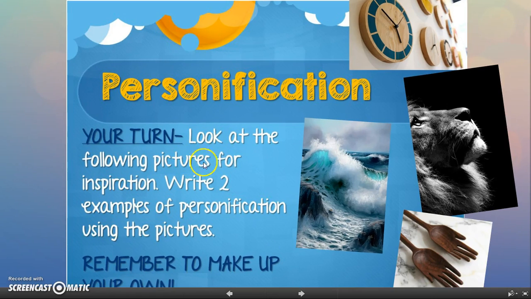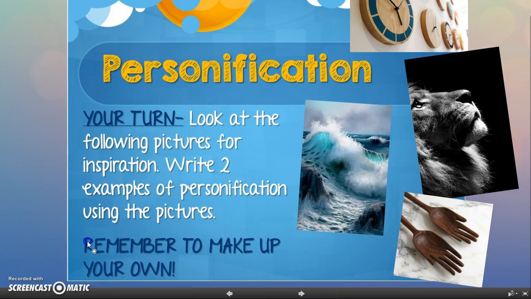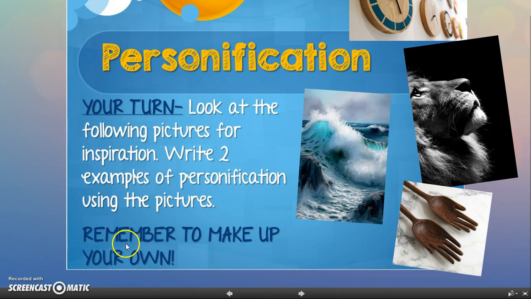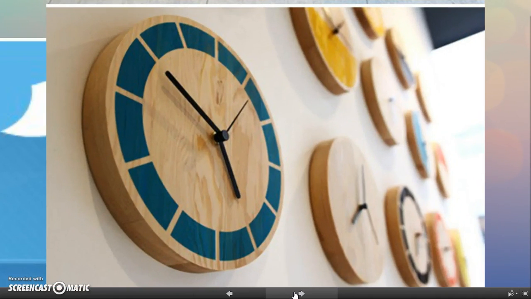you are going to look at the following pictures. I'm going to zoom in on the pictures, and you're going to write 2 examples of personification using the pictures. Remember to make up your own. So here are the pictures, guys. And again, you are welcome to pause me and stop it. I'm just going to go fast to the pictures and look at it and really think to yourself, what can I personify?